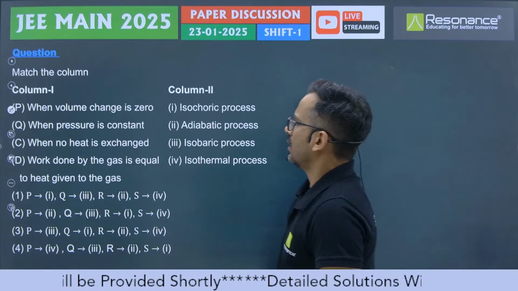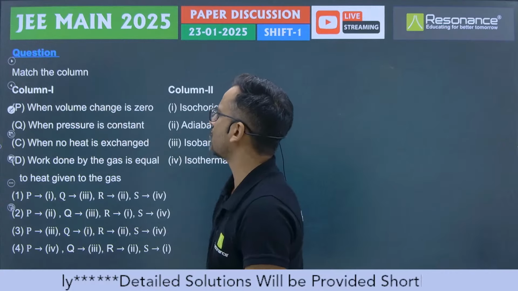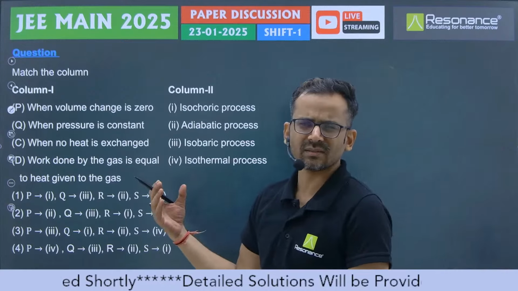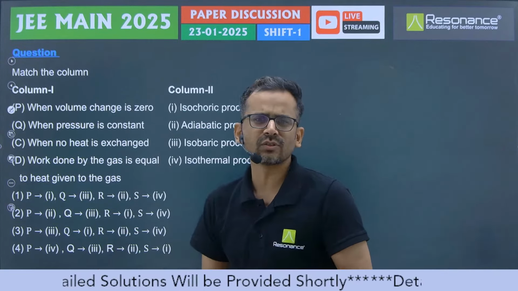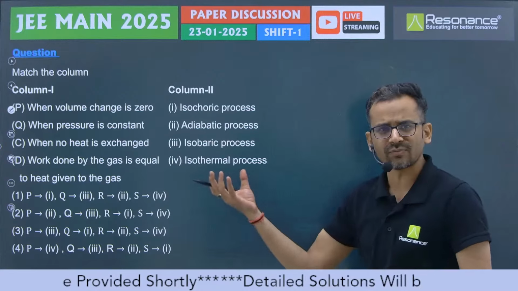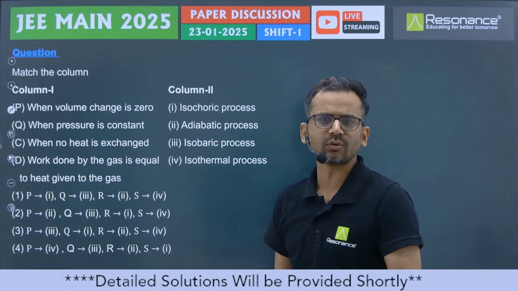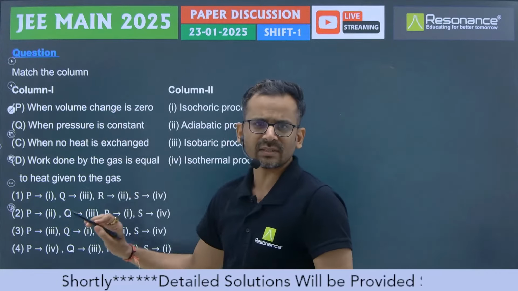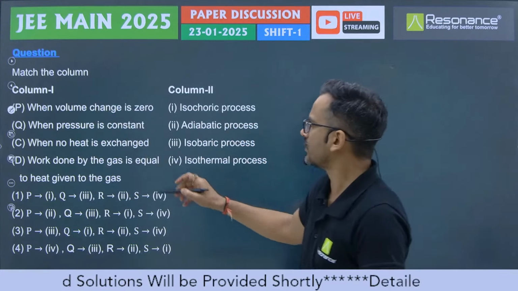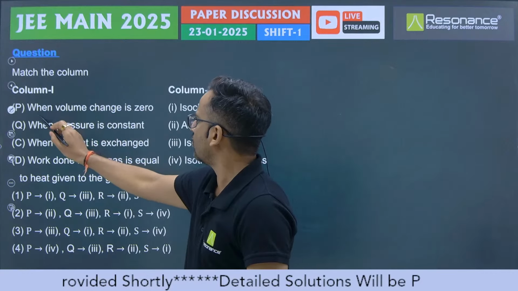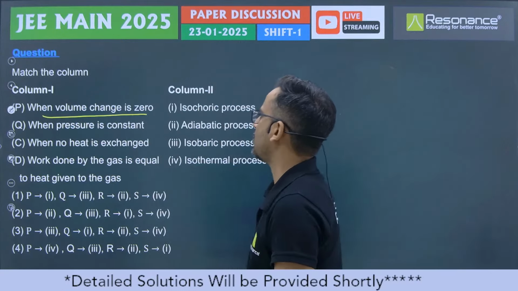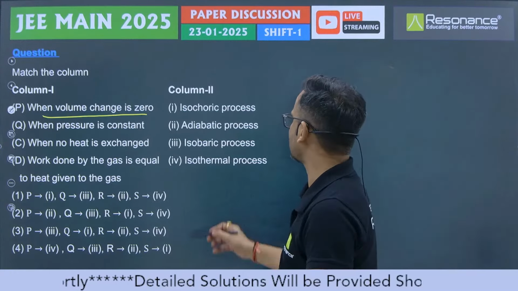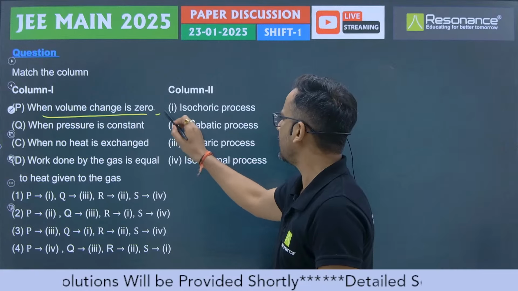Okay, so moving to the next question. This question is column matching type. Now this question has lots of misconceptions among the students even today, because different students gave it in different formats. We discussed this in chemistry also in a different format. Here, if we consider that these statements are correct, then according to this question, in column 1, when volume change is 0, obviously we know that process is known as the isochoric process. So P will be 1.